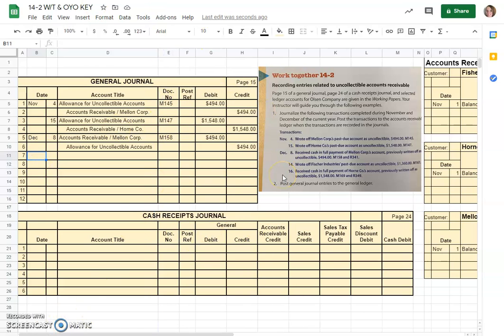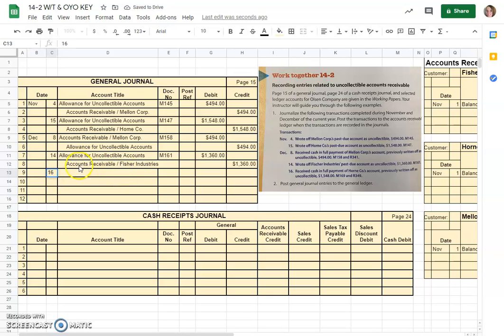Okay, so next one, December the 14th. It says wrote off Fisher Industries past due account. So it's going to be the same as these first two entries, and we'll just change this to Fisher Industries. Memorandum 161. And the amount on this one is $1360. And the final, we didn't need to write December twice.